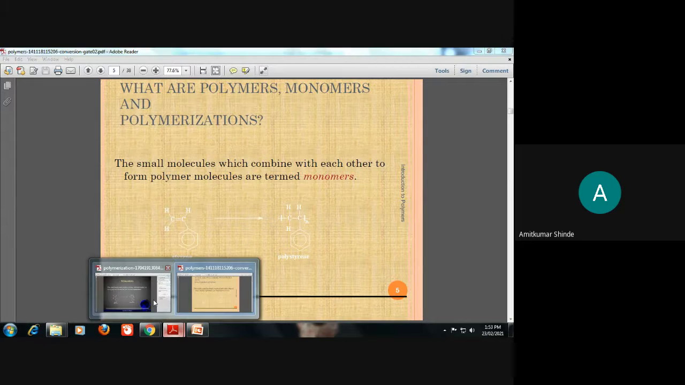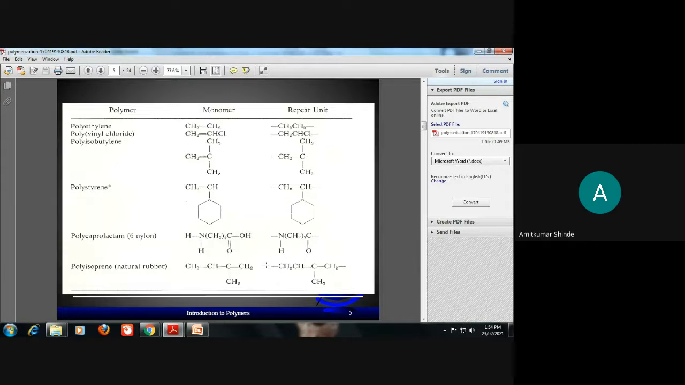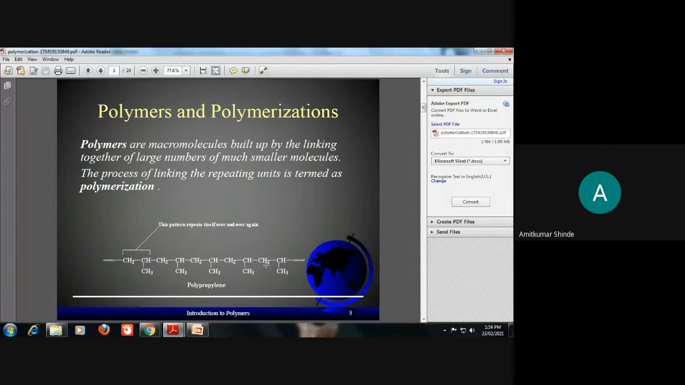Yes, the same slides are there, in a different color. In this slide they have explained the concept of monomer. What is the meaning of monomer? A small molecule which combines with others to form the polymer is termed the monomer. For example, they have taken the styrene monomer. A number of styrene monomers will combine to form polystyrene. Here they have also explained the meaning of polymer and the polymerization process.